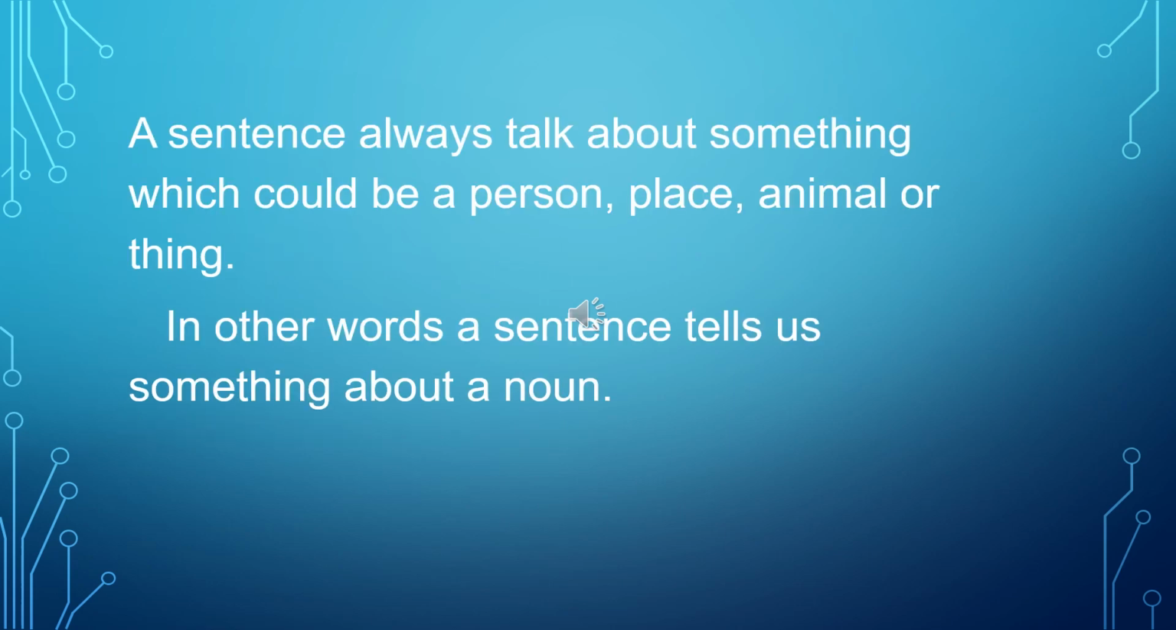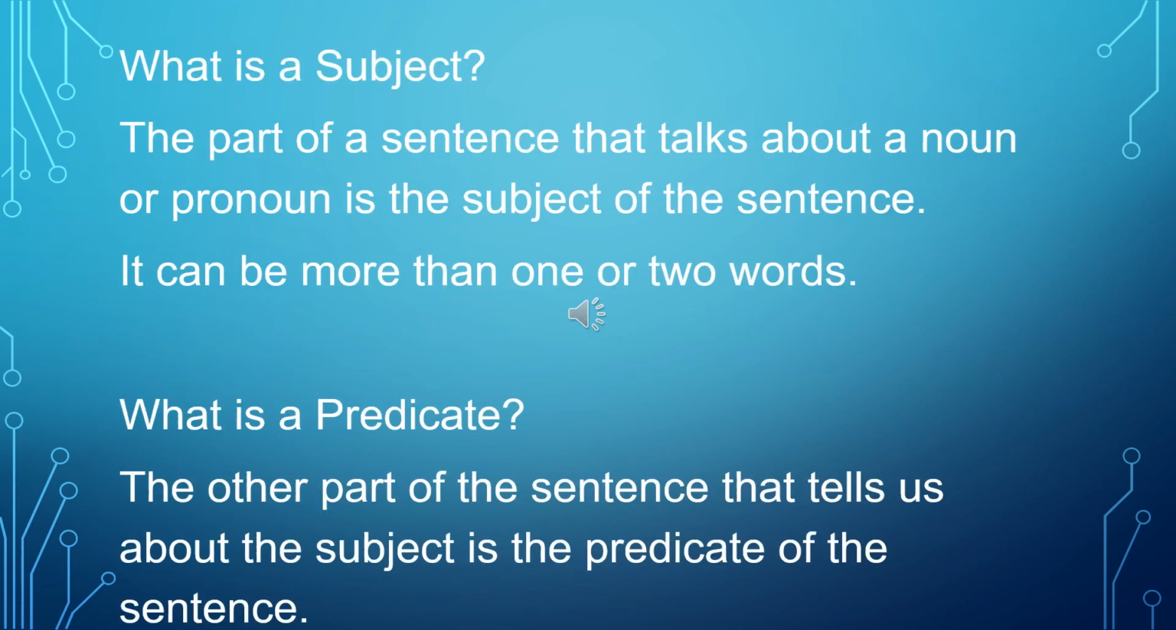Children, you might have observed that a sentence always talks about something which could be a person, place, animal, or thing. In other words, we can say that a sentence tells us something about a noun. Children, it's very easy to understand the meaning of subject and predicate. Just pay a little attention to get it fast.